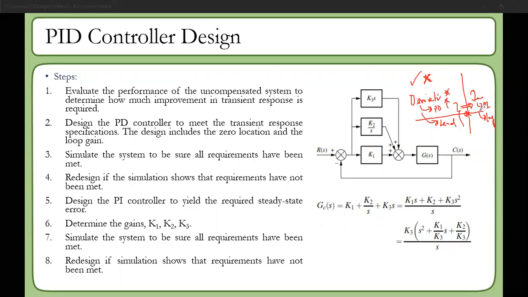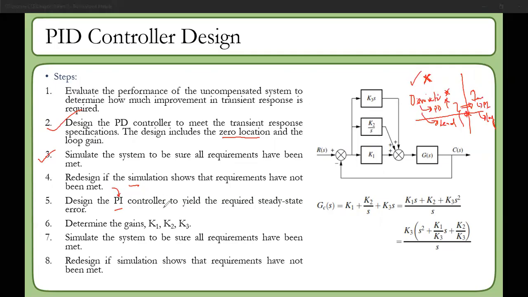Since we are designing the PID controller here, we'll go for the PD controller first. We figure out the desired location of the zero, and then we'll try to simulate the result. If we are happy with the result, then we proceed to design for PI. But if we are not happy, then we try to readjust. And once the requirements are met, then we go for the steady state error.